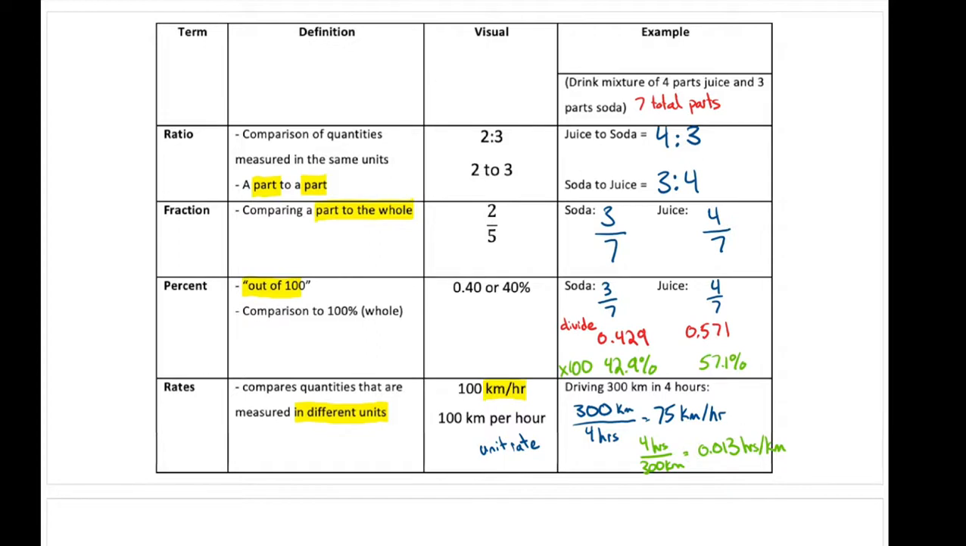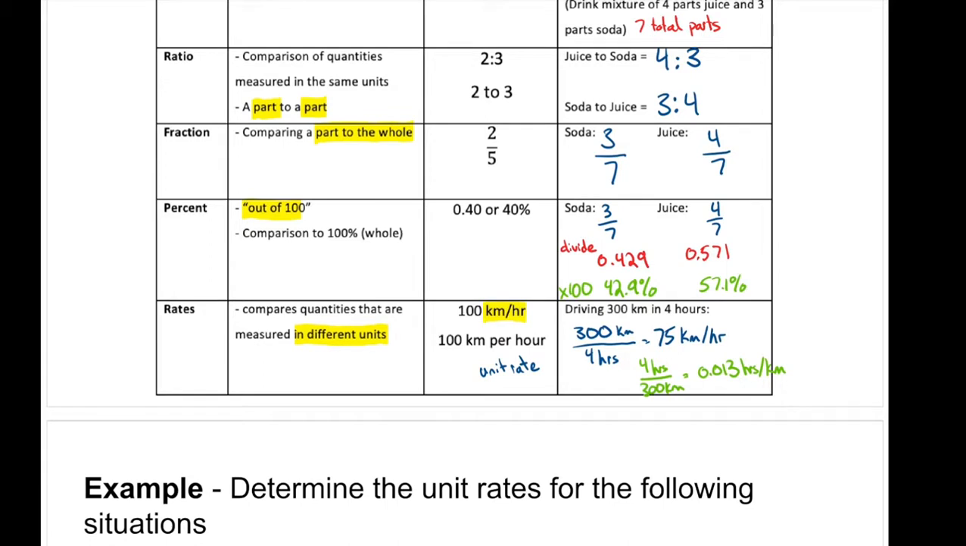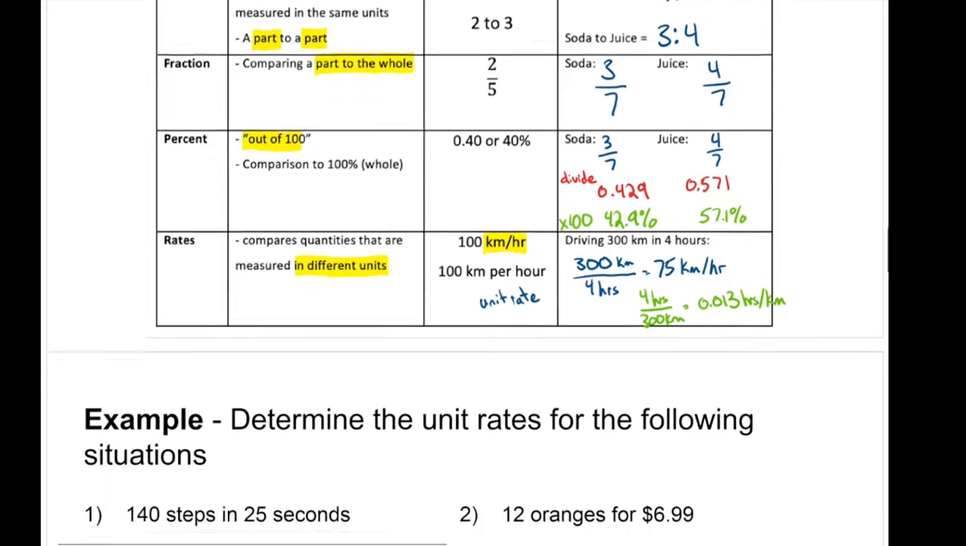So again, if you want to figure out what number needs to go on top, take a look at the units and figure out what rate do you want. Do you want hours per kilometer or kilometers per hour? Either way still technically makes sense, and it's still describing the situation. But again, the units may not be what we're looking for or what we're used to.